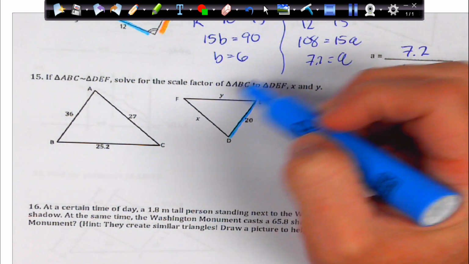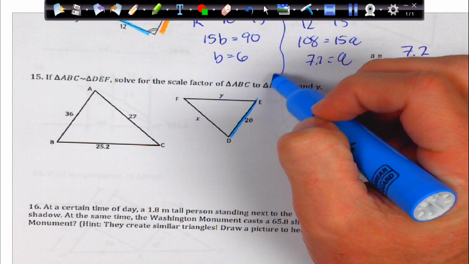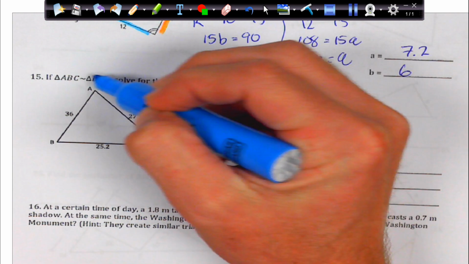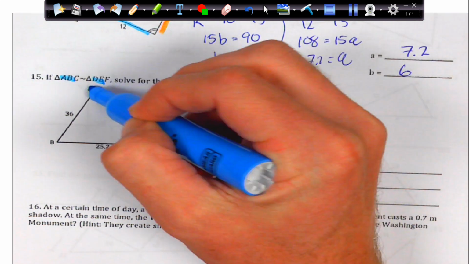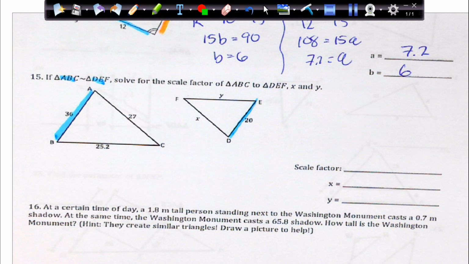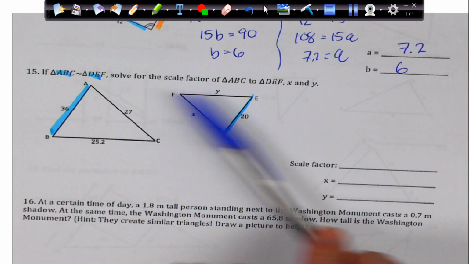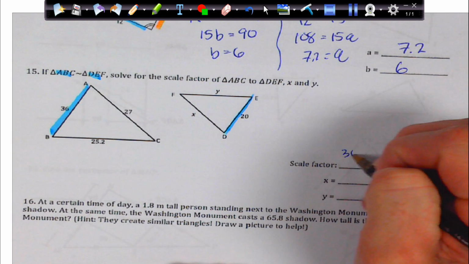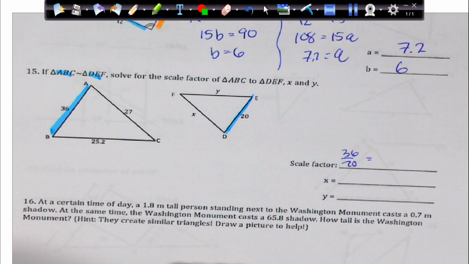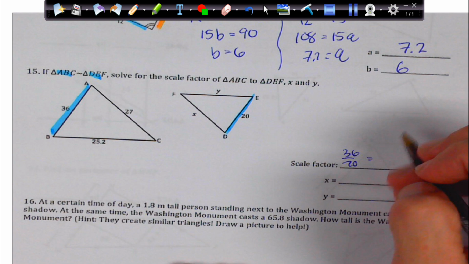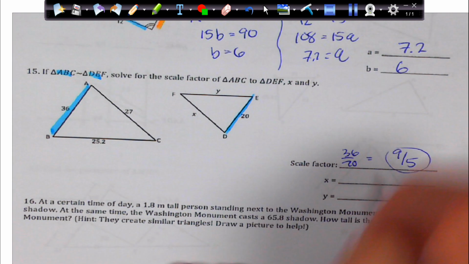I can't go off of what's the smallest because I don't know x and y, but I do have the similarity statement. So ED matches up with AB. So I know those two are the pieces. And it says scale factor from this triangle to this triangle, so I'm going to go from here to here. So my scale factor should be 36 over 20, which will reduce to 9 over 5. So that's my scale factor.